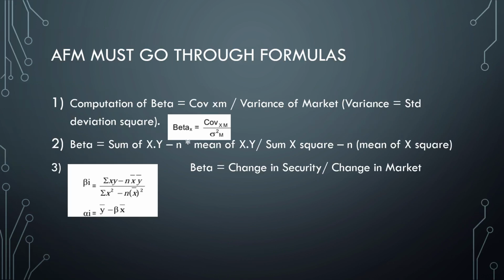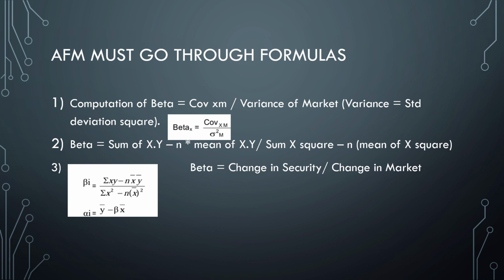First one is computation of beta. Totally three methods are there, and one is covariance of market and security by variance of market. Variance is equal to standard deviation squared, which you know very well. So beta is equal to covariance of x and m by the variance of the market.